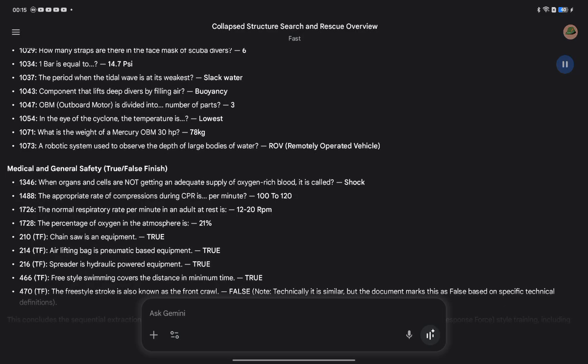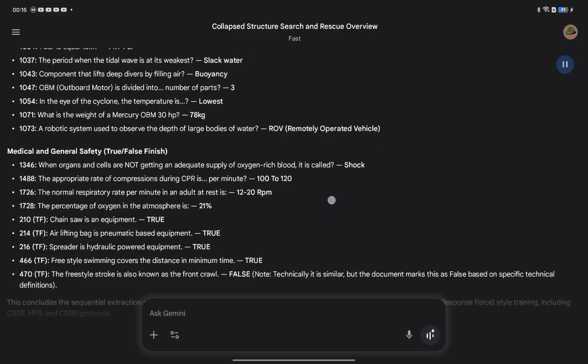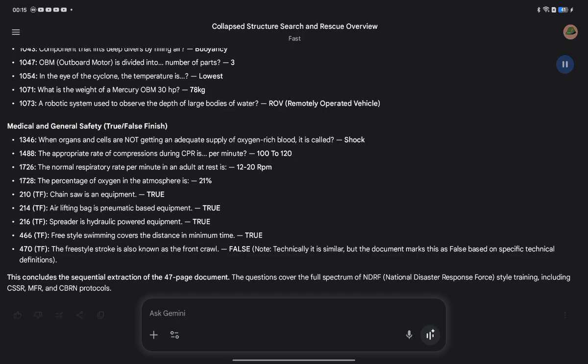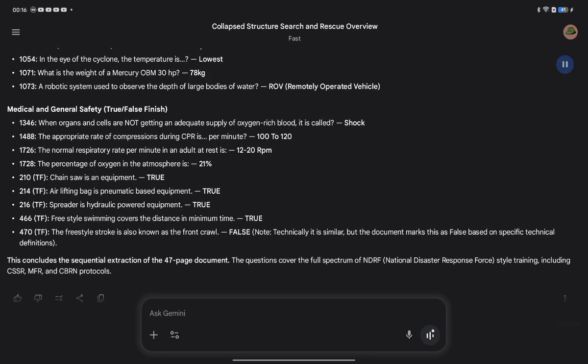1037. The period when the tidal wave is at its weakest? Slack water. 1043. Component that lifts deep divers by filling air? Buoyancy. 1047. OBM, outboard motor, is divided into number of parts? 3. 1054. In the eye of the cyclone, the temperature is lowest.